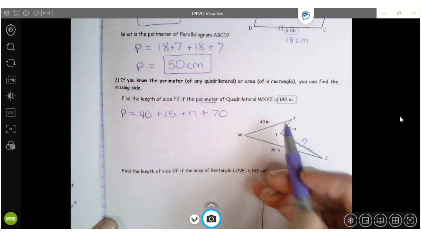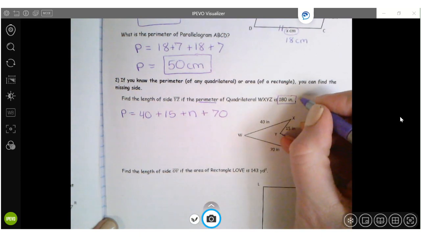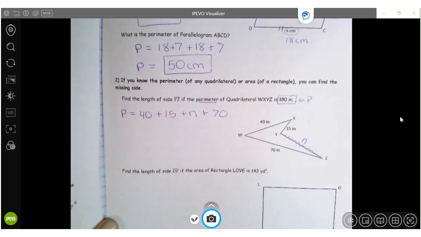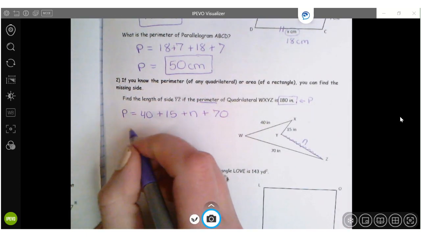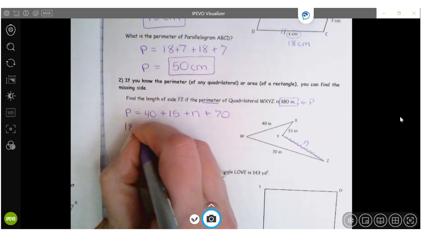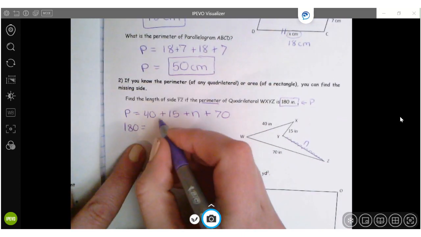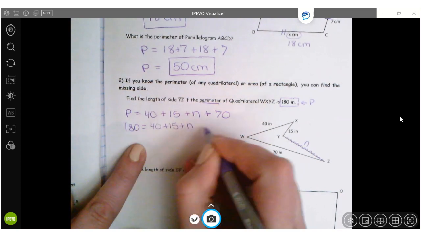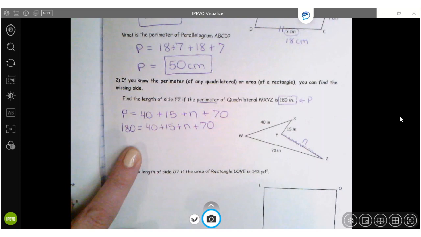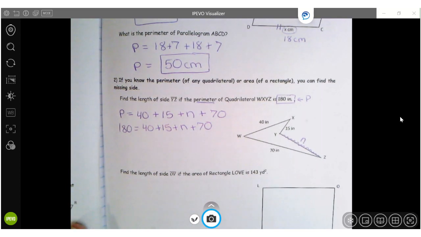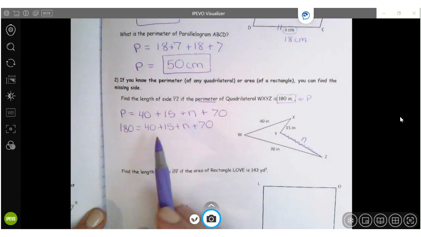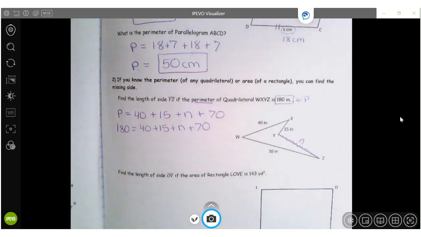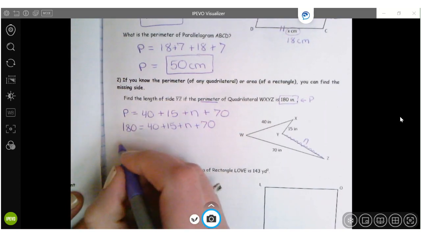So what I'm going to do now is take my perimeter, which is right here, and plug it into my equation. So I have 180 is equal to 40 plus 15 plus N plus 70. Now I'm going to combine like terms like I did when I was finding a missing angle. So I'm basically going to add up all the numbers and keep the N because I don't know what the N is yet.